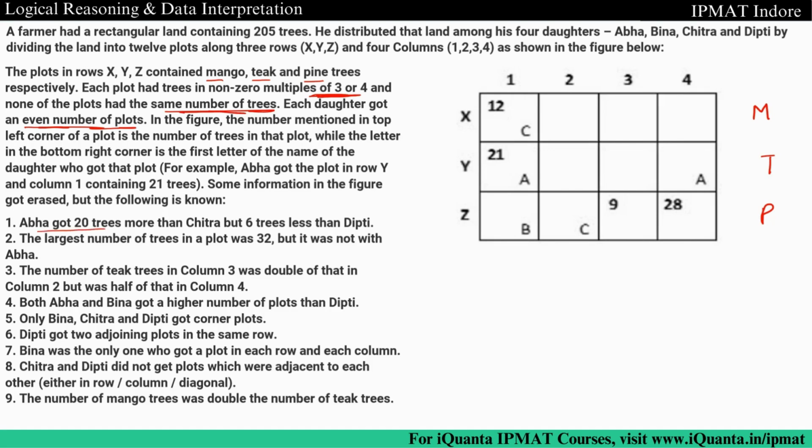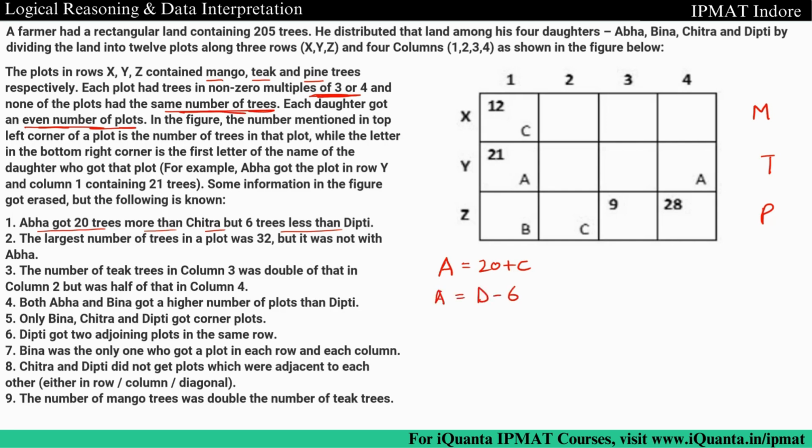First is Abha got 20 trees more than Chitra but 6 trees less than Dipti. So let me assume the number of trees with Abha as A. So Abha got 20 trees more than Chitra, right? But 6 trees less than Dipti. So Abha got 6 trees less than Dipti.